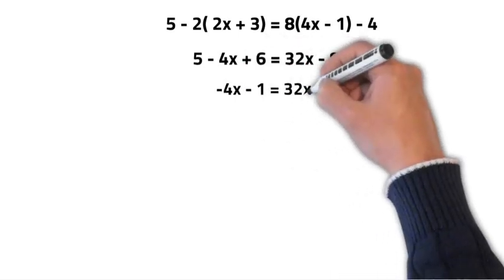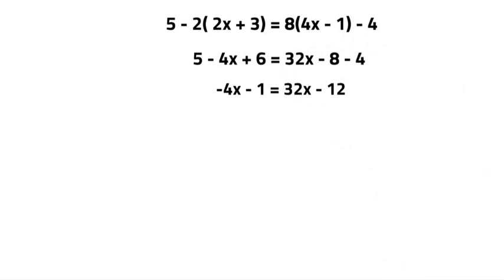So now we got to start getting like terms on the same side. So the first thing we can do is simplify. So we have on the left side of the equation, we have that 5 and negative 6, which simplifies into negative 4x minus 1. And on the other side, we have our 32x minus 12.